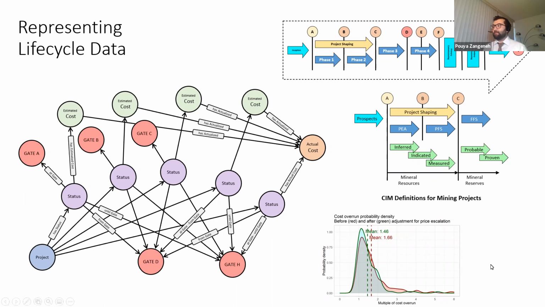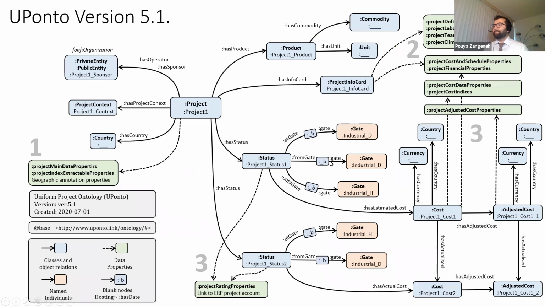So here you can see, for example, the green curve is for after adjustment for escalation, and the red curve is for before. There are essentially different behaviors that you would see within the data when you allow for that normalization across your database.